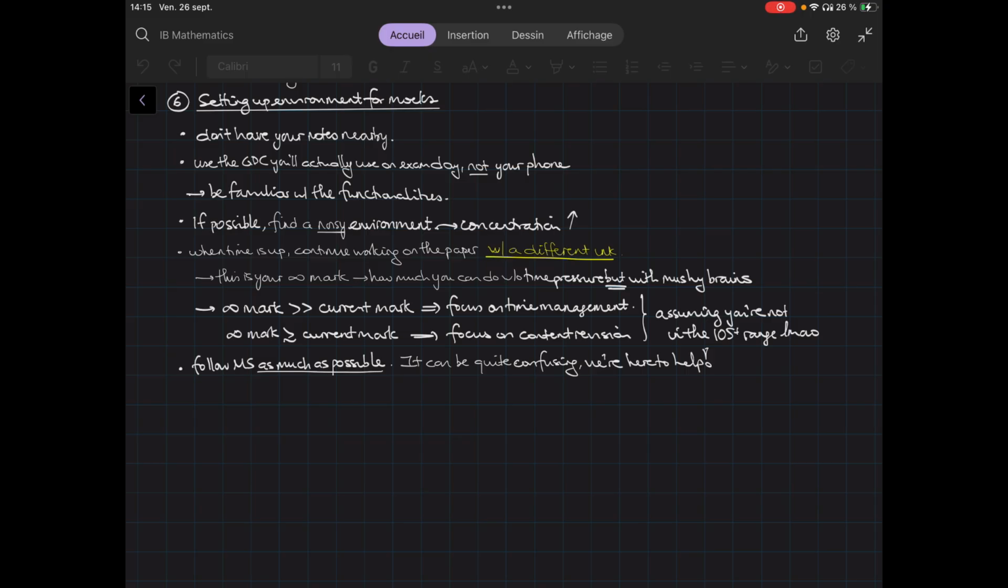If possible, please find a noisy environment. For example, go to a coffee shop, go to a public library. Well, that's still a little quiet. Go to the shopping mall and take your exam, the mock paper there. Why? One, you will not be taking your exam at home, right? So it's always a good idea to change your environment.